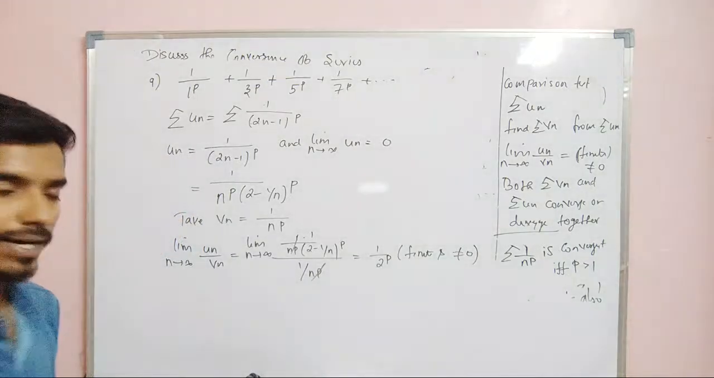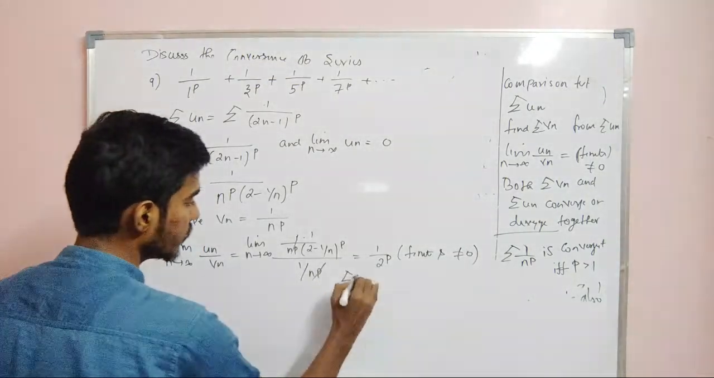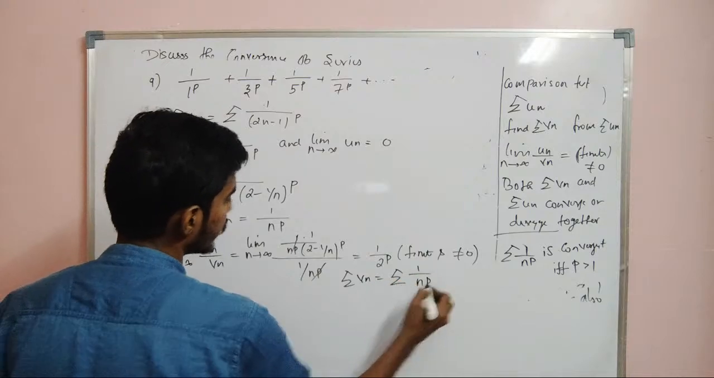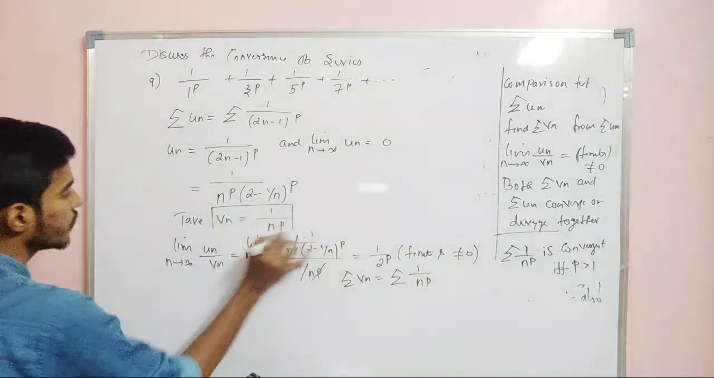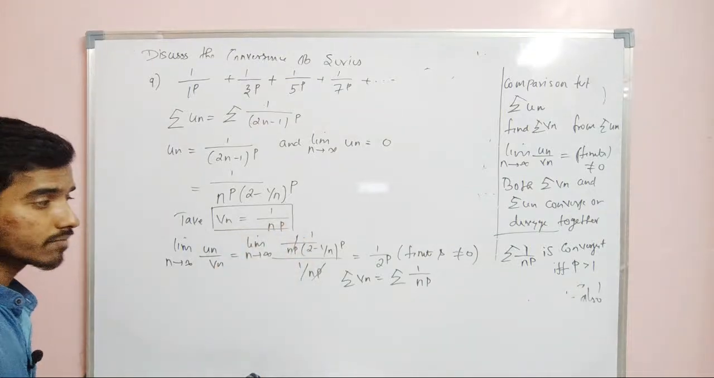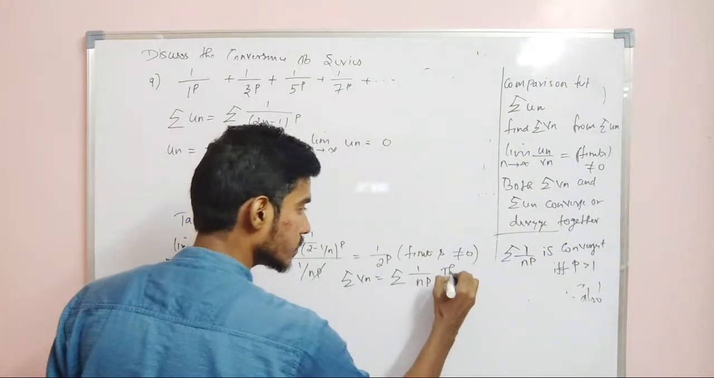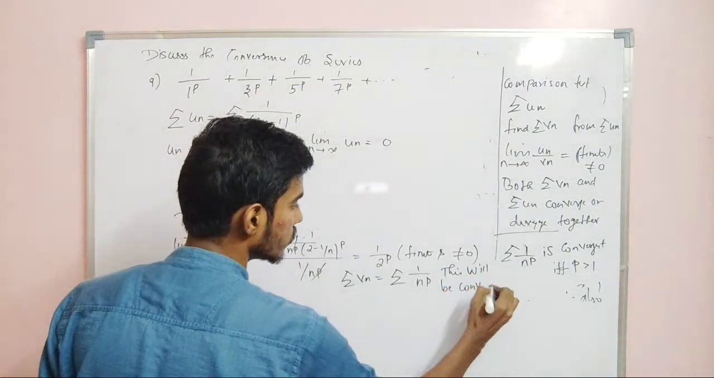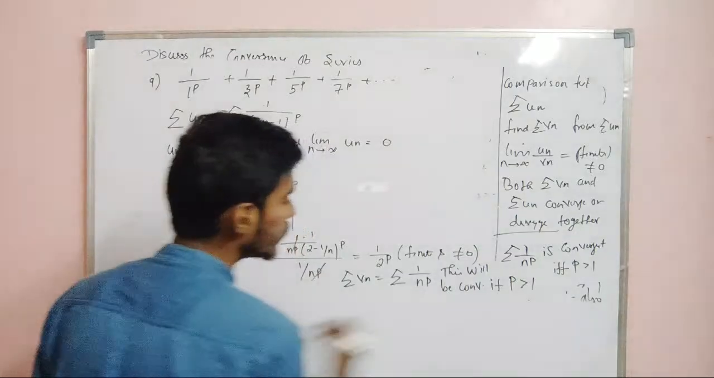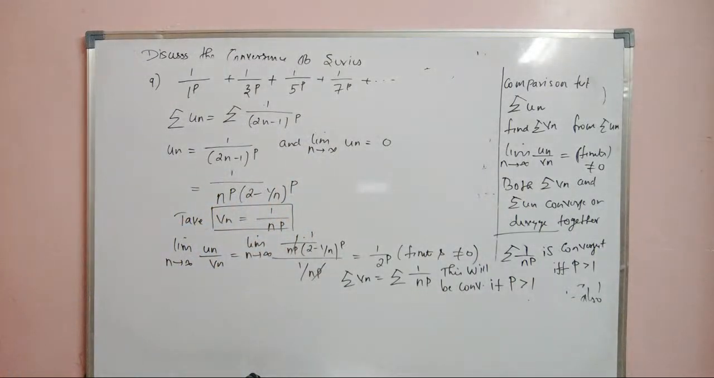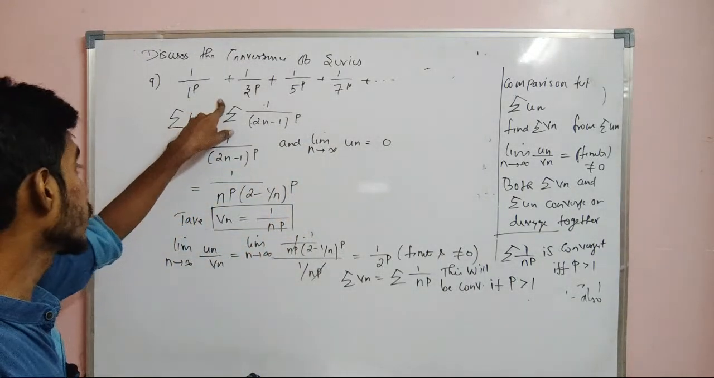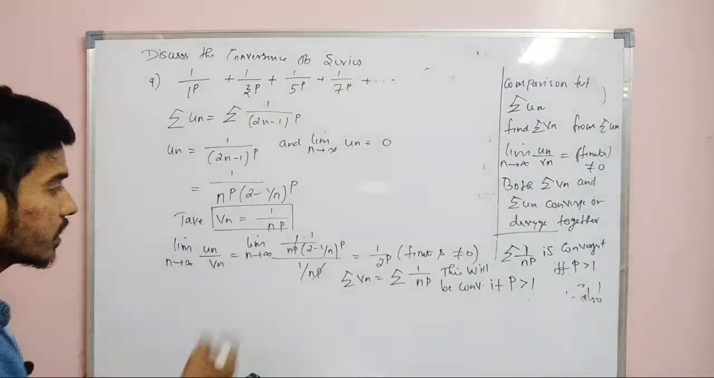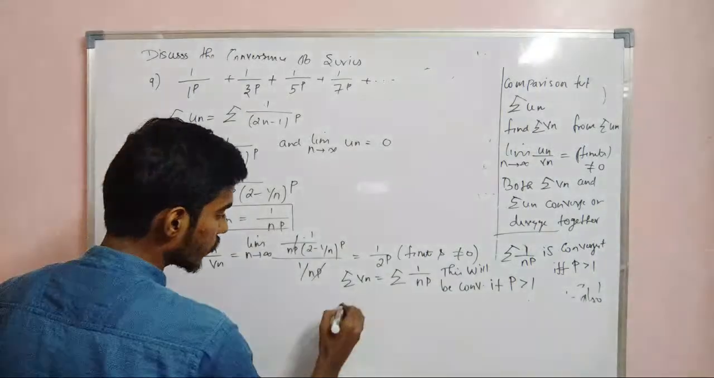So both behave alike. So what is summation bn? So summation bn is summation 1 by n power p, where bn is 1 by n power p. This will be convergent if p is strictly greater than 1. So if p is strictly greater than 1, then Vn is convergent. Therefore Un has to be convergent by comparison test. So Un will be convergent.